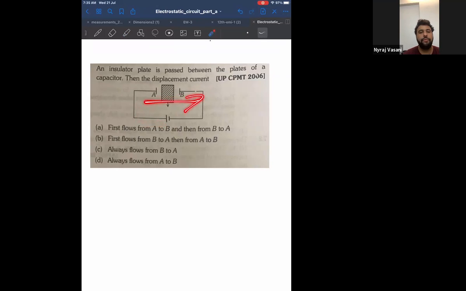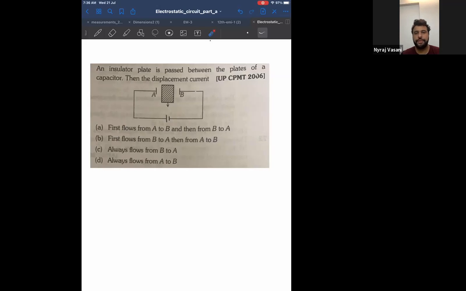Displacement current will also flow this way. Displacement current is actually a part of the main current. Main current plus something, that part is displacement current. So the direction will remain the same. Therefore, which option satisfies that? D option. Option D. Check.